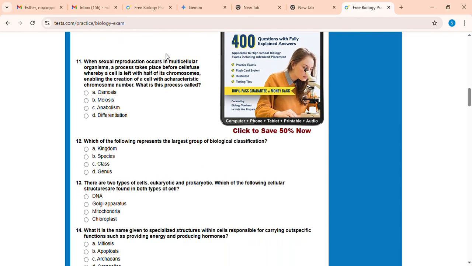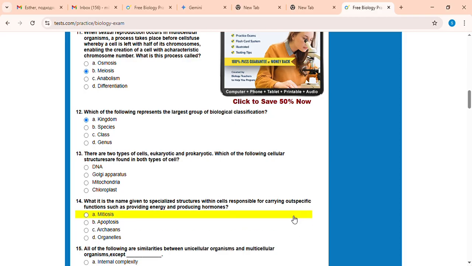When sexual reproduction occurs in multicellular organisms, the process takes place before cells fuse, whereby a cell is left with half of its chromosomes. Anything half is meiosis. Which of the following represents the largest group? Largest group. King David called order for grain splinter species. King, I'll just go with kingdom. I don't know. I have to check which is always larger. The species is the smallest. I think so. I'll just go with kingdom.